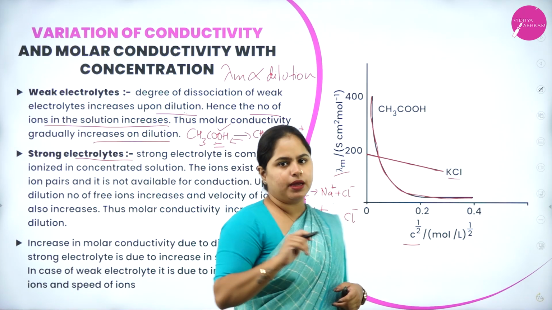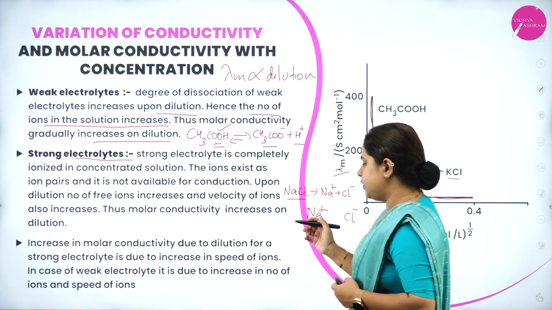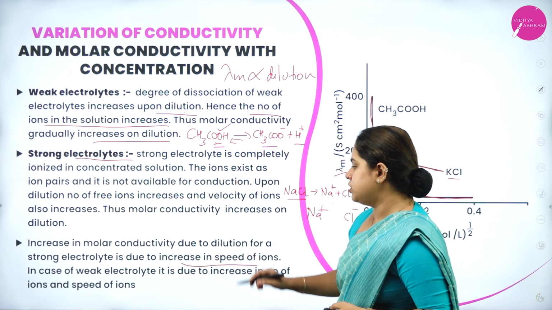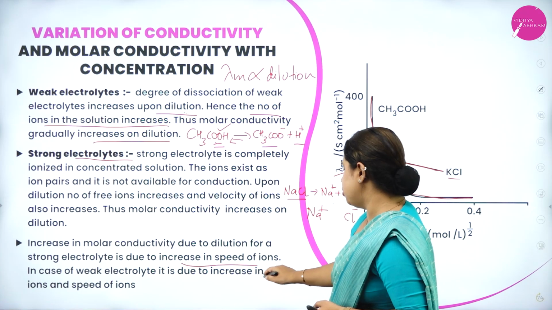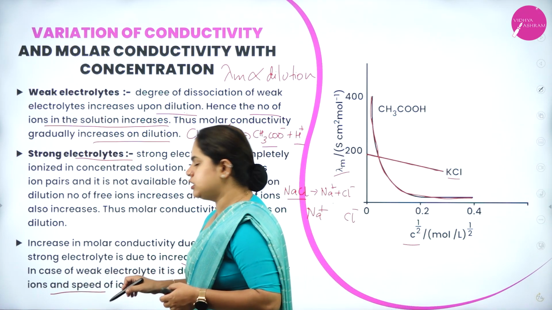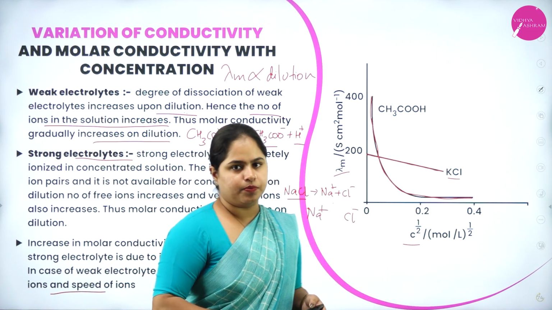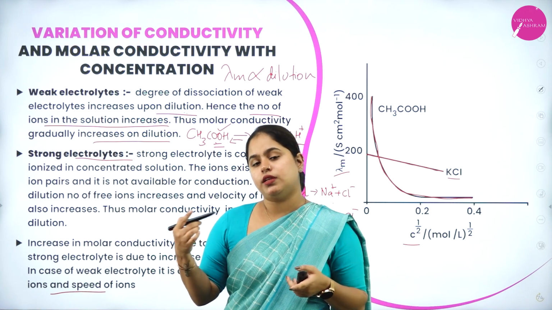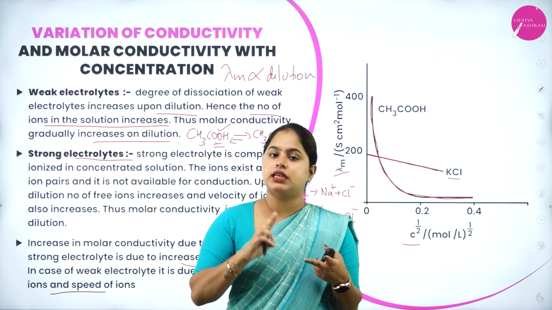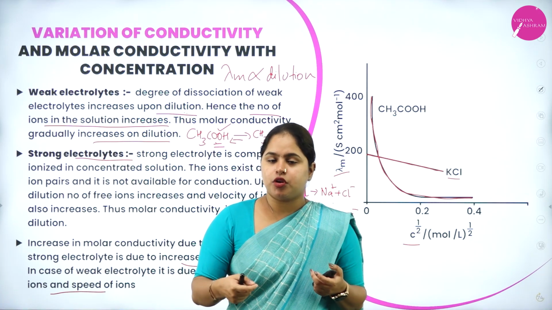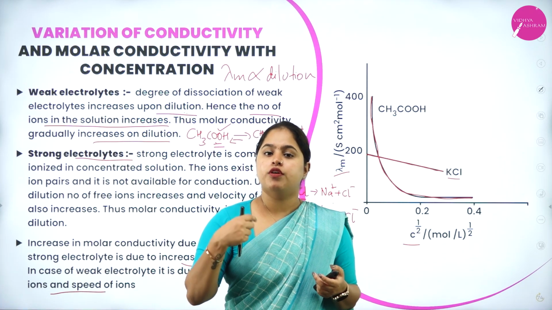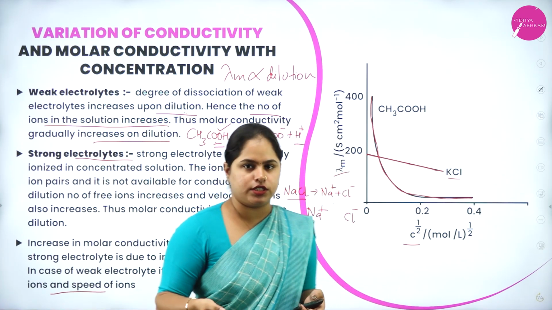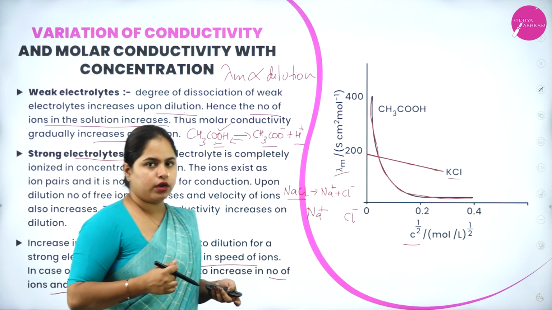Okay. Now, coming back to this, the increase in molar conductivity due to dilution for a strong electrolyte is due to the increase in speed of ions. In case of a weak electrolyte, it is due to the increase in number of ions and the speed of ions. I hope it is clear. Right. In a weak electrolyte, it is due to the increase in number of ions. In a strong electrolyte, it is due to the increasing number of free ions. In case of a weak electrolyte, it is due to the increase in number of free ions as well as the increase in speed of ions. So, I hope the graph is also clear for you.